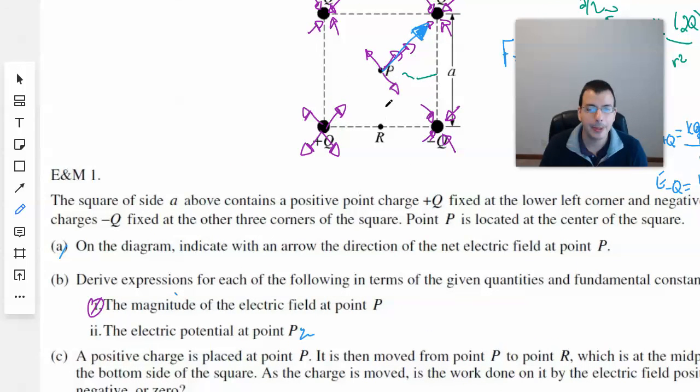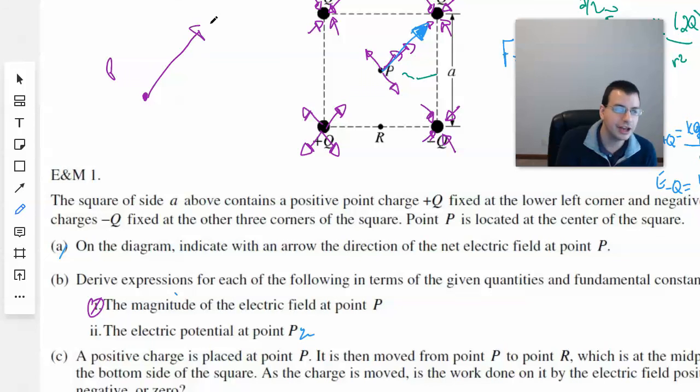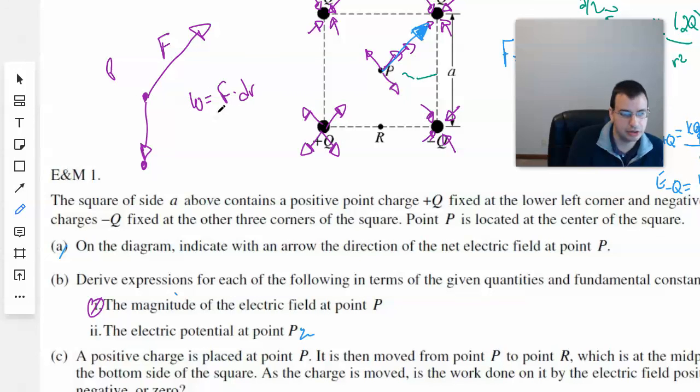So we've already determined the electric field at point P is in that direction. So the force is going to be up and to the right, and it's a positive charge. So we know that the force will be in the same direction as the electric field, as we discussed earlier. And what we're doing is taking the charge and moving it down here. So work equals the line integral of F dot dr.